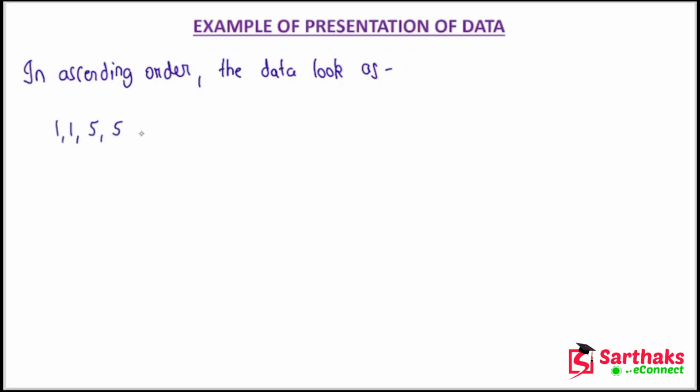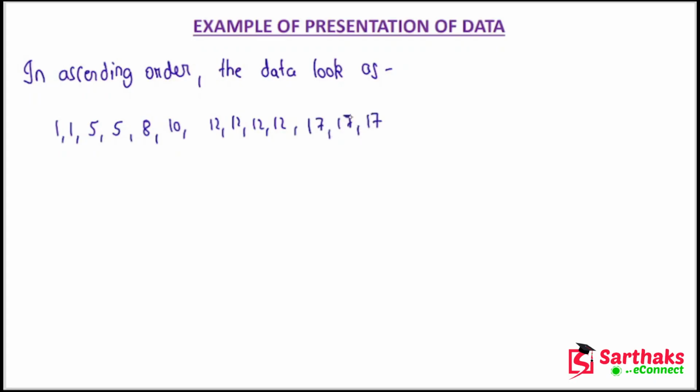Then 2 students got 5 marks. Then 1 student got 10 marks. Then 4 students got 12 marks, right? Then 3 students got 17 marks, right?